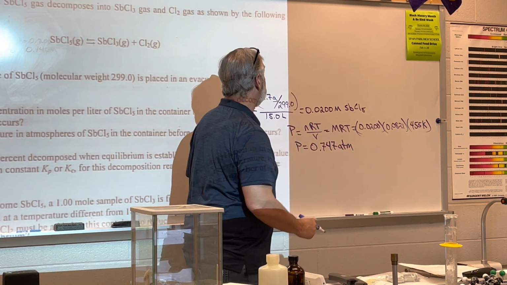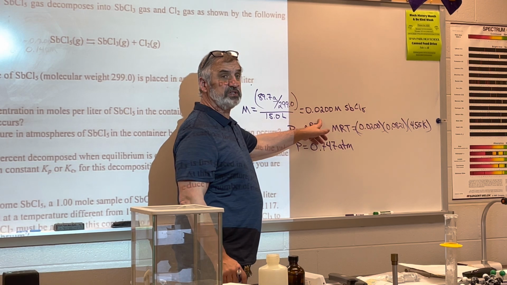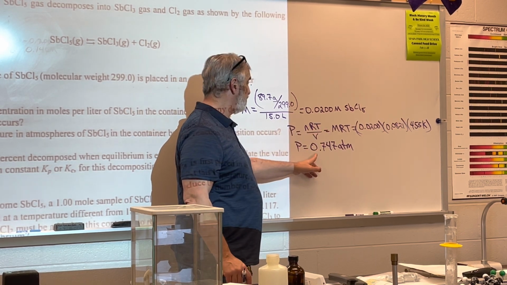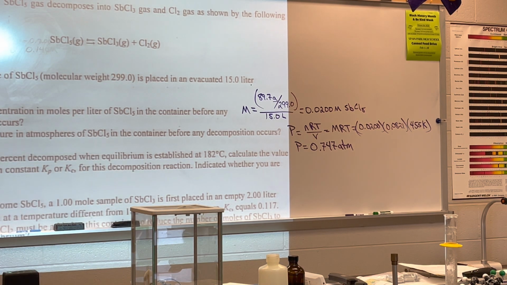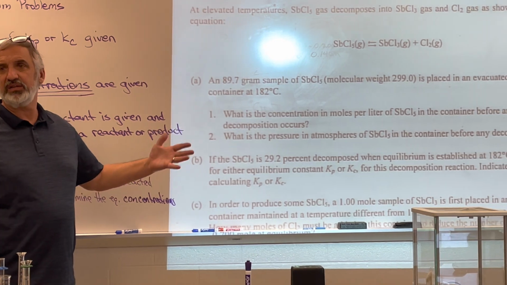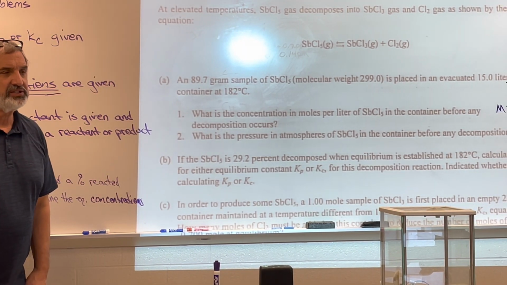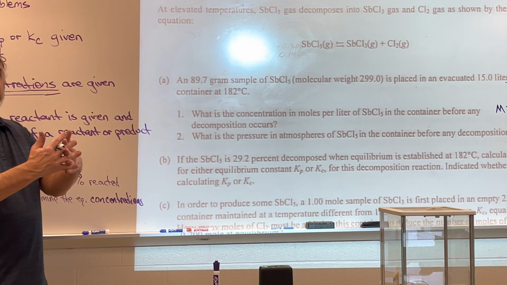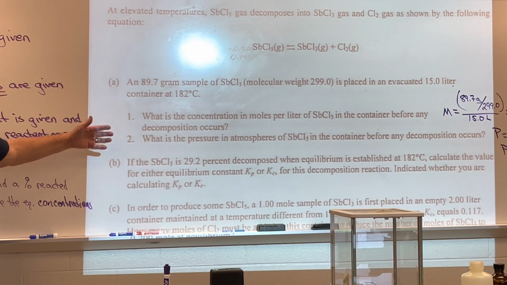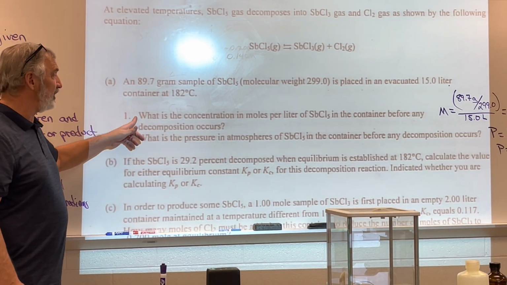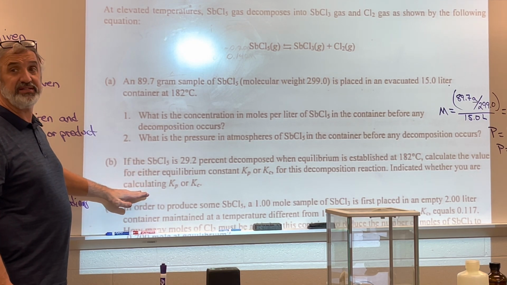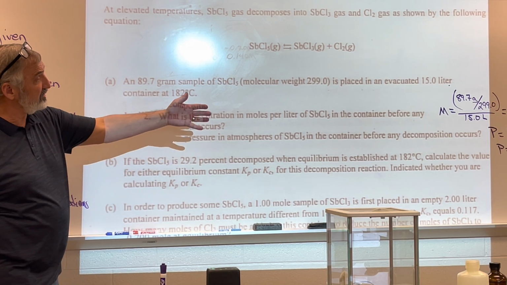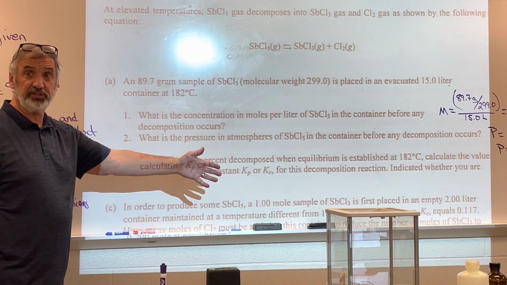Okay, so our initial concentration is 0.0200. Our initial pressure is 0.747. So that's a way to give us an initial concentration by asking us to do other types of problems. So they're mixing different concepts into the same problem, but now I know my initial molarity and I know my initial pressure. So now it says calculate Kp or Kc. Well, it depends. Do we want to start with molarity? Do we want to start with pressure?